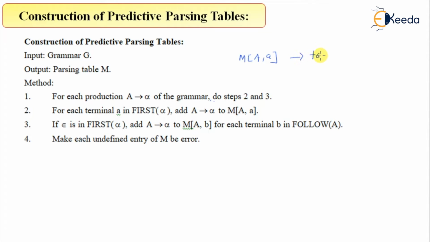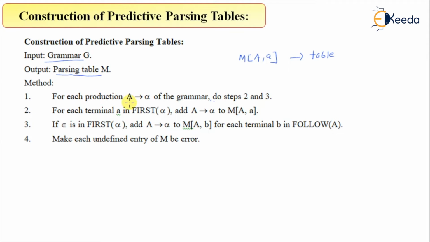So now we'll first learn this, and this is one of the important parts of top-down parsing. We'll learn how to construct this table, and it is pretty simple. I'll explain the algorithm, and then I will demonstrate the rules with an example. Your input is a grammar G, and the output is the parsing table M.